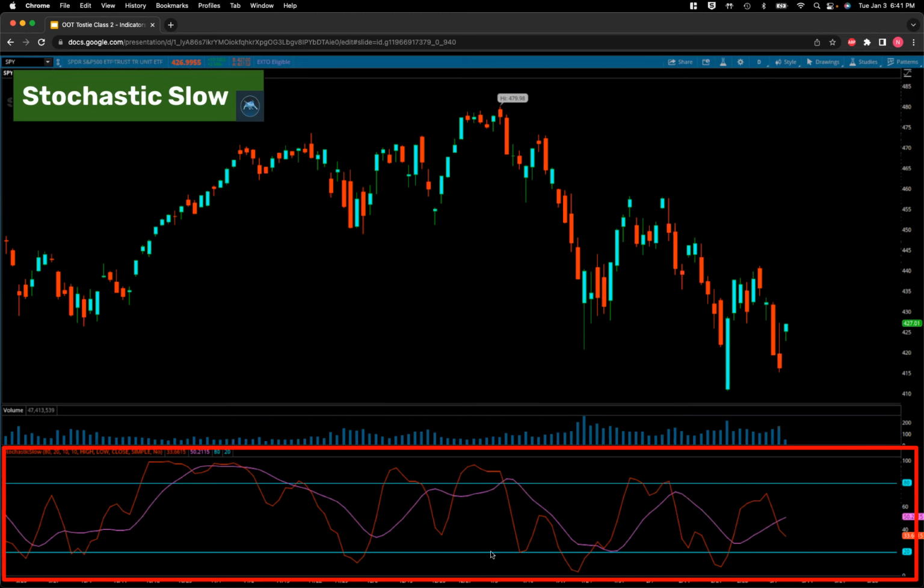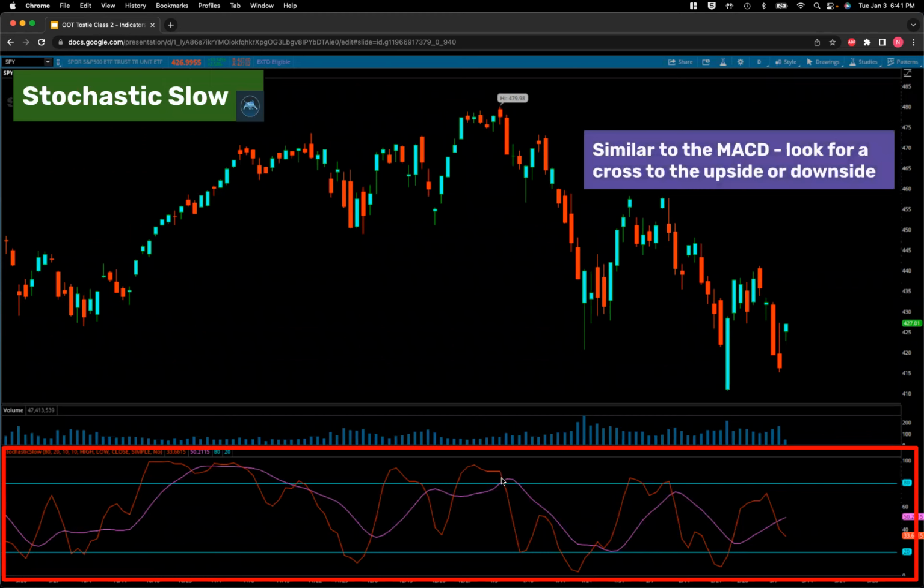There's these two levels on the stochastics, 20 and 80. Essentially, these indicate oversold and overbought conditions, right? So above 80 is going to be overbought, similar to our RSI, except RSI is above 70. And below 20 is our oversold condition here on the Stochs slow. And then similar to the MACD, you can look for crosses to the upside or downside.